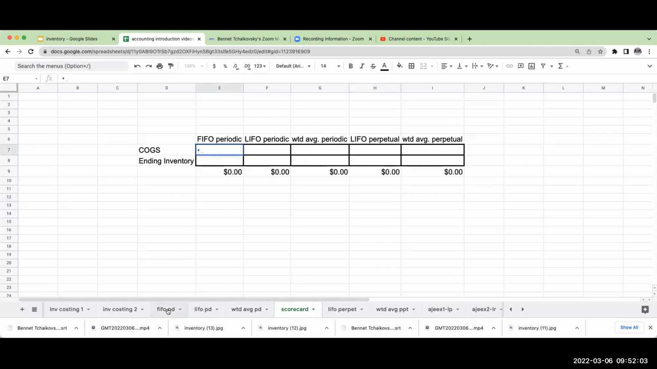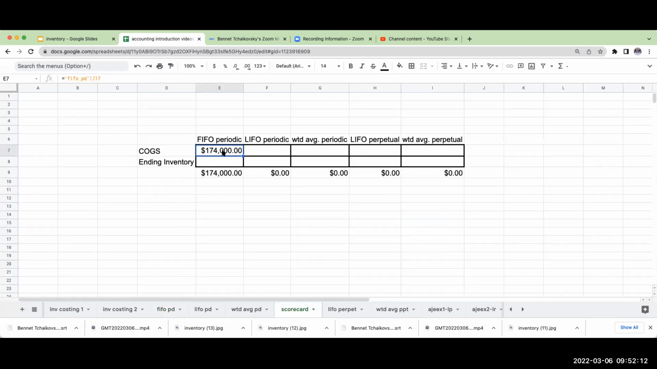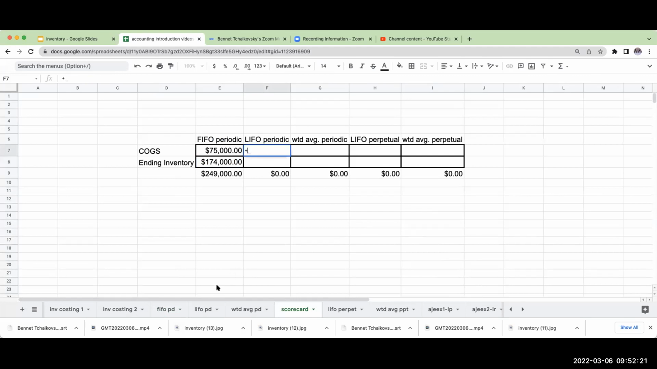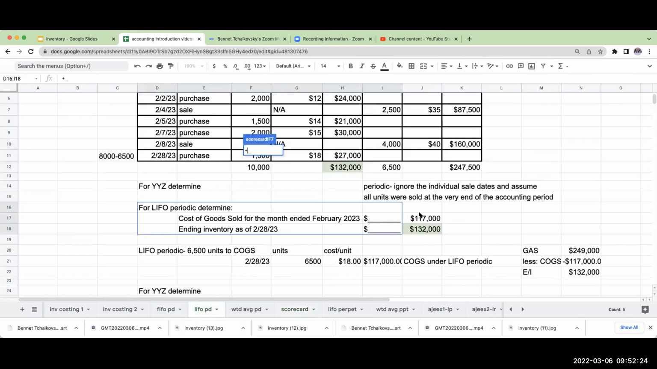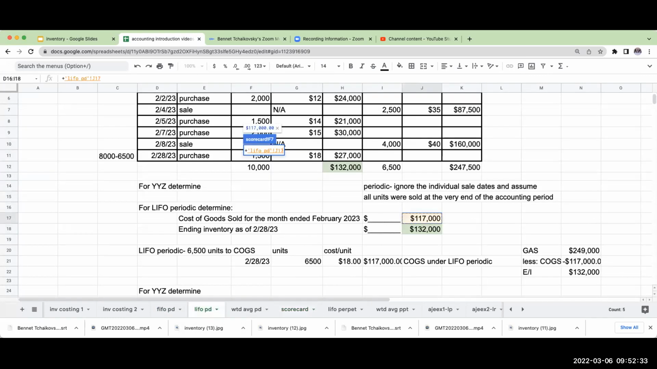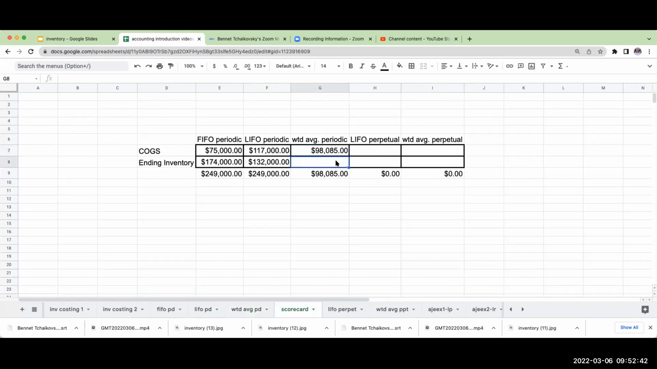For FIFO periodic, from one of our prior videos, we had cost of goods sold of 75 and our ending inventory over here is 174. Under LIFO periodic, we've got cost of goods sold and our ending inventory of 132. Okay, weighted average periodic, I've got 98,085, and over here I've got 150,915.